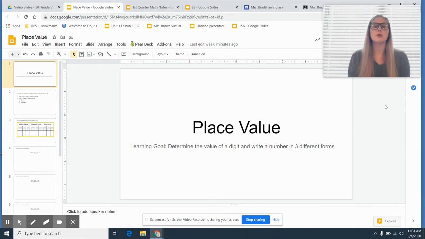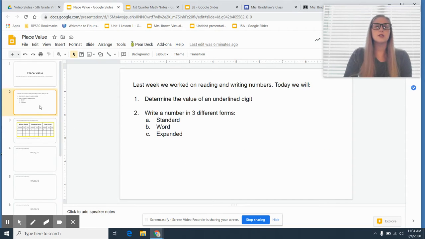Today we are going to do a review on place value. So our learning goal is to determine the value of a digit and write the number in 3 different forms. Last week we worked on reading and writing numbers. Today we are going to determine the value of an underlined digit, and then we are going to write the number in 3 different forms.